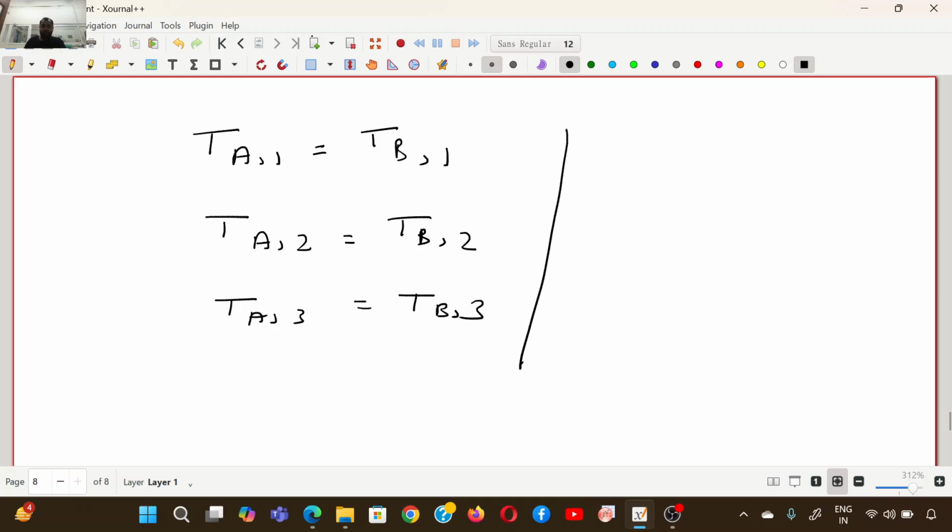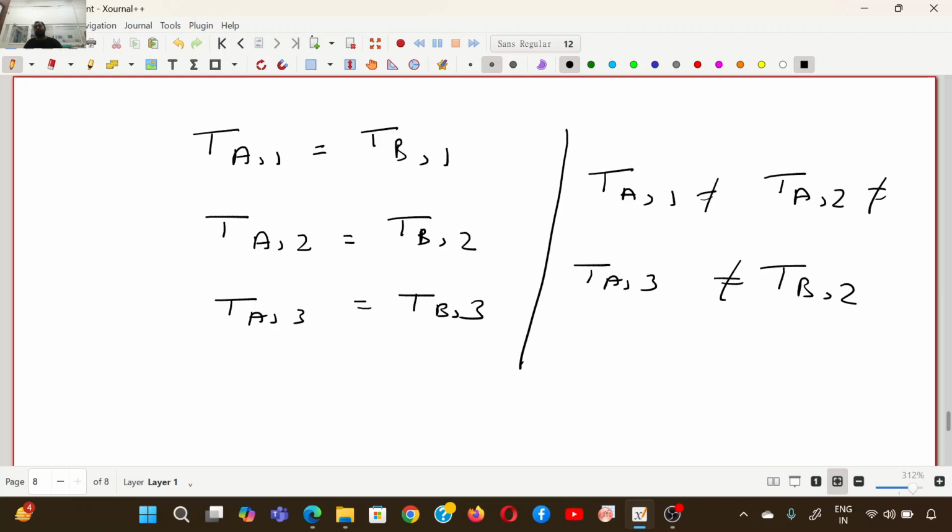Okay. So this does not say that Ta1 is equal to Ta2 equal to Ta3, or Ta1 is equal to Tb2 or something. It just says Ta1 is equal to Tb1, Ta2 is equal to Tb2, Ta3 is equal to Tb3. So it does not mean this. Fine.